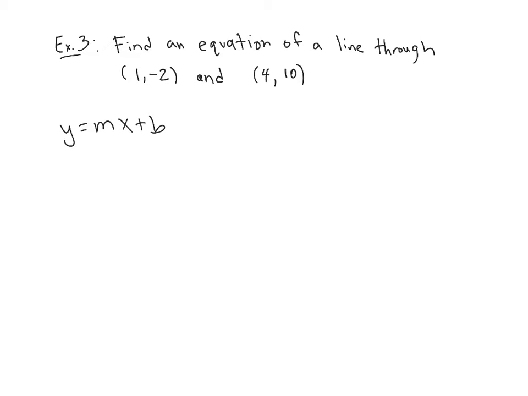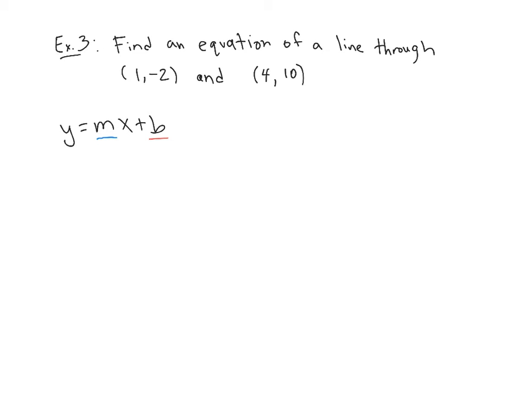And I know m is my slope and b is my y-intercept. And last time it was kind of easy to pull those out because they would directly give you m and b in the problem, but today they're not going to do that. So we're going to have to determine m and b from our points.